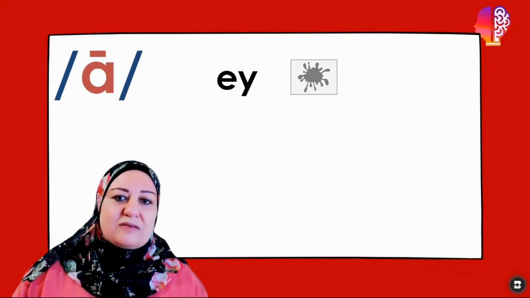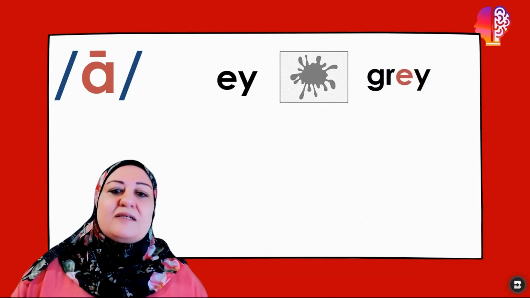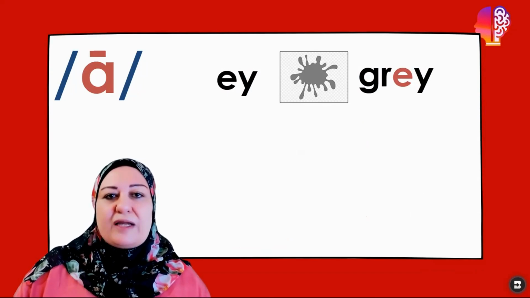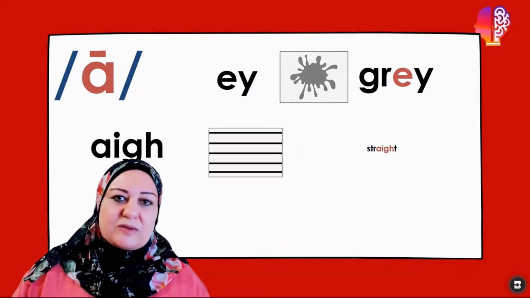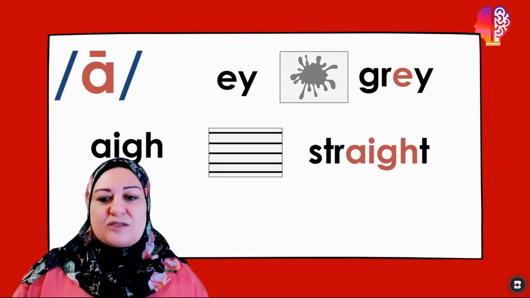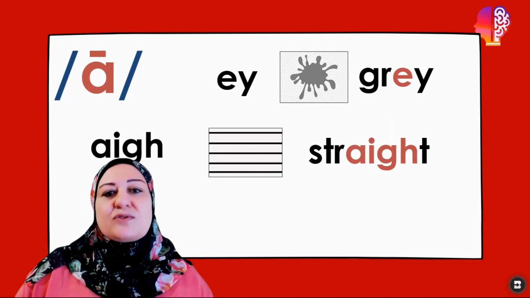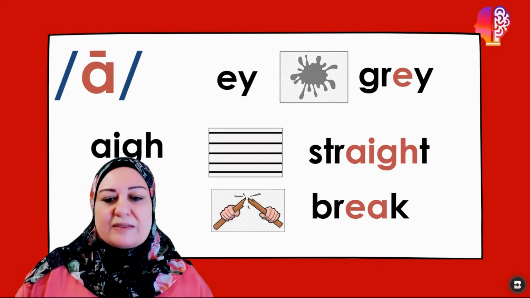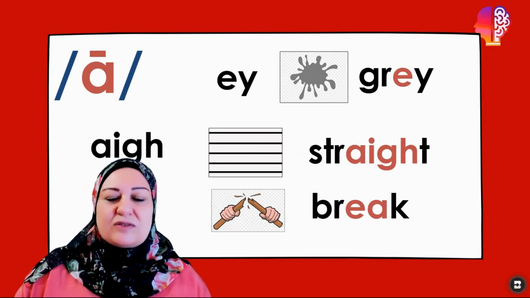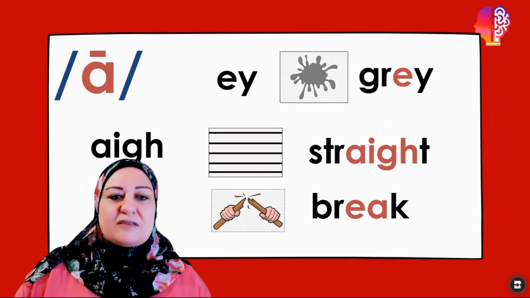The long A sound can also be represented by the EY, as in the word gray, or AIGH, the graphemes AIGH, as in the word straight, like a straight line, okay, also creates that long A sound. Break also has the long A sound. The EA in the word break also has the long A sound. So those are less common spellings, but they still create the long A sound.